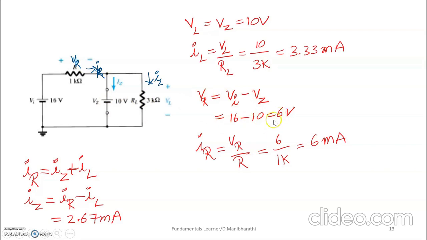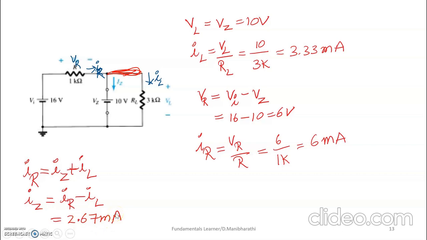Next, what about IR? I know the voltage, I know the resistance, so I can easily find the current. VR by R, 6 by 1K gives 6 milliampere. Last thing, you have to apply Kirchhoff's current law for this node. Let me say this is a node. The incoming current is IR, the outgoing currents are IZ and IL. So I need IZ. Bringing IL to the left side, IZ is IR minus IL. IR is 6 milliampere. IL is 3.3. So 6 minus 3.3 is 2.67 milliampere.